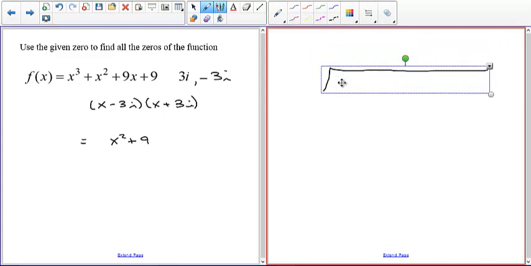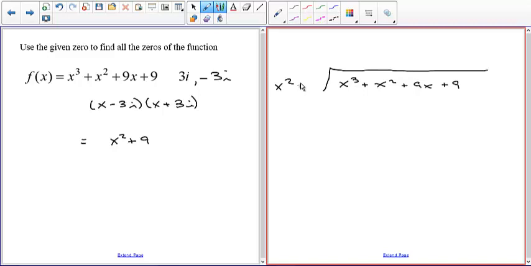So again, what we can do to find that last factor, the last 0, is take the original function and divide by this quadratic term. Okay, what do I need to multiply x squared by to get x cubed? x. x times x squared equals x cubed. x times 9 is 9x. I subtract both of those terms from the original polynomial.